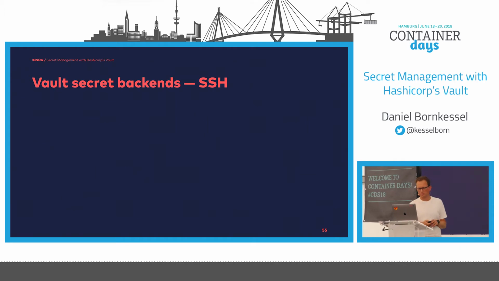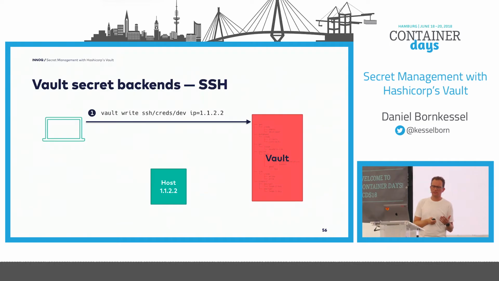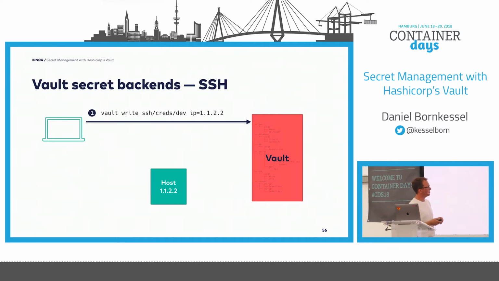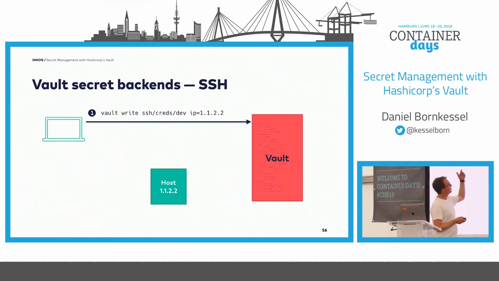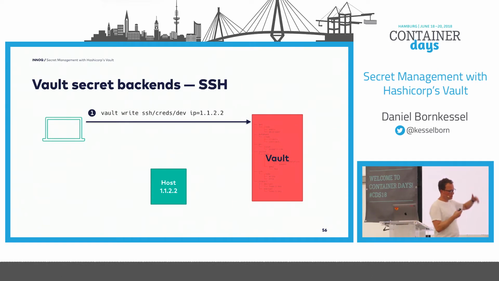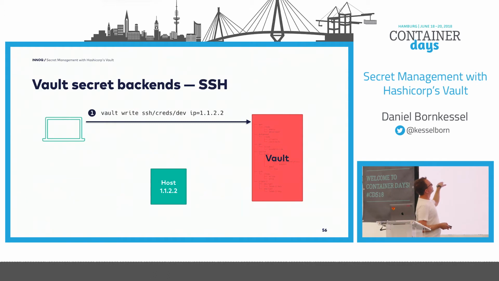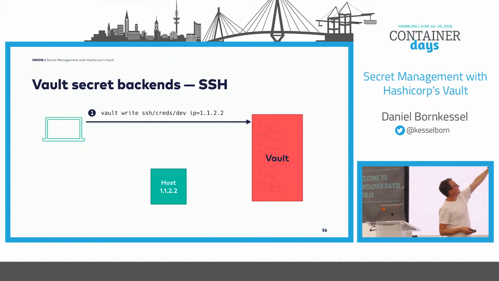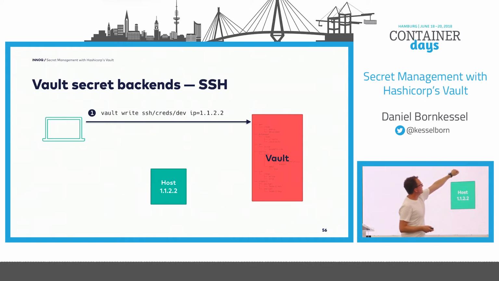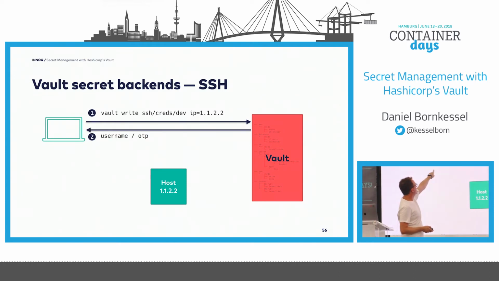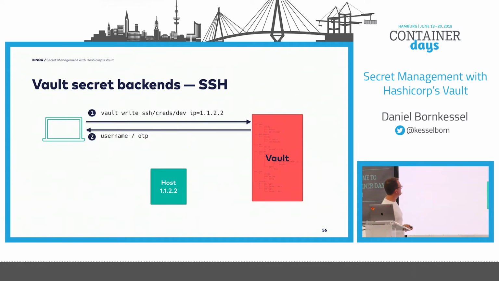Nearly last secret backend I want to talk about is SSH. You can actually provide SSH access via Vault as well. Once configured, there's different modes. I will talk about the one-time password here. You write to SSH creds def and give it the IP address here, and Vault creates on the fly a username and a one-time password.